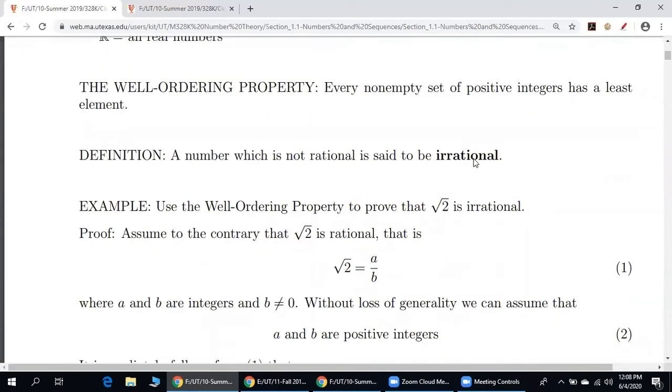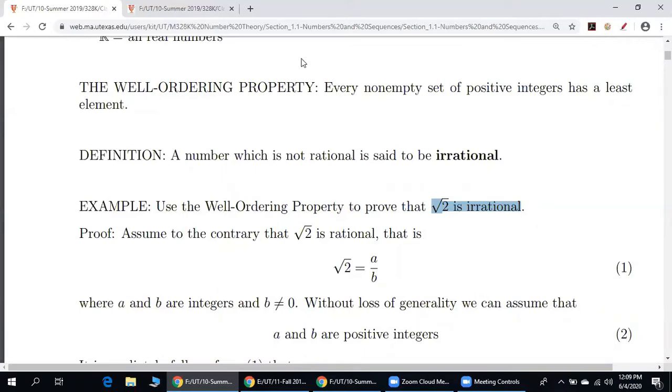We will prove the following. Square root of 2 is irrational. What is an irrational number? A number which is not rational is said to be irrational. We will prove that square root of 2 cannot be written as integer divided by a non-zero integer. Now, in this course, we will discuss 2 very different proofs of this. We begin with way number 1 of proving that square root of 2 is irrational.